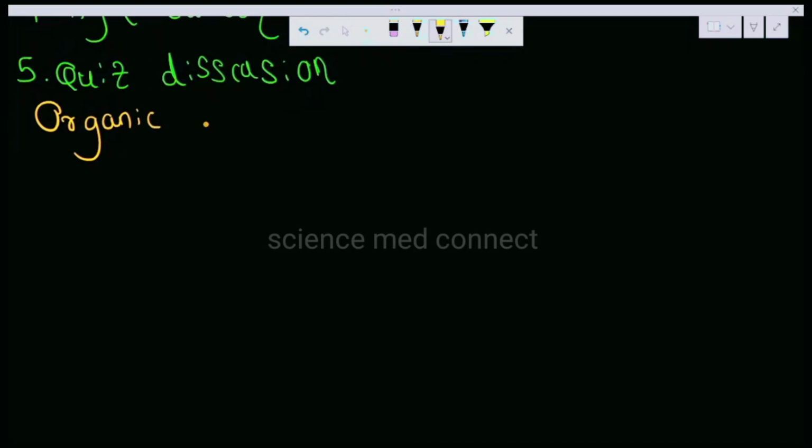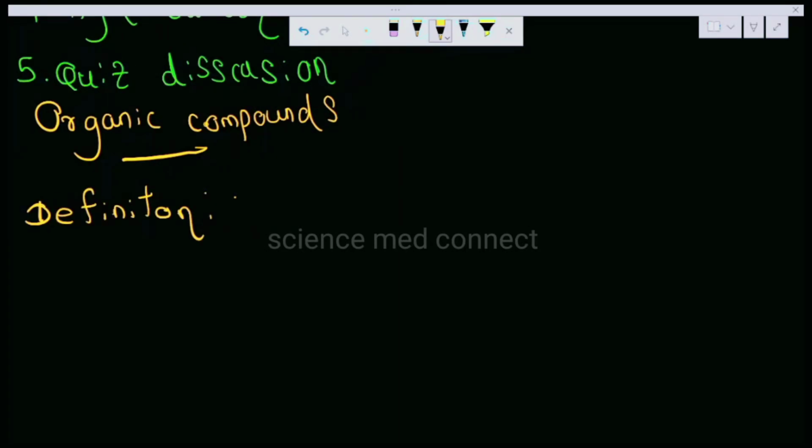So what are organic compounds? Let's talk about the definition of organic compounds. Organic compounds can be defined as compounds that contain covalent bonds between carbon to carbon and carbon to hydrogen atoms.